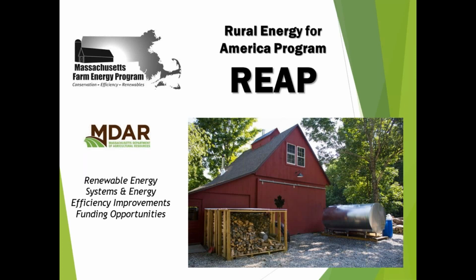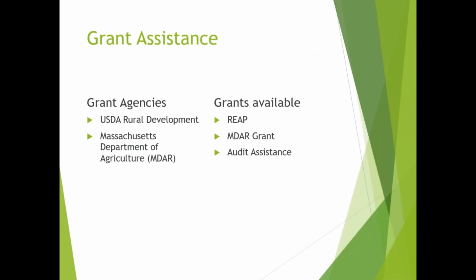All right, without further ado, let's just talk a little bit about the REAP program. Before I get too deeply into it, we do like to talk a little bit about the different grant agencies that are available to help agricultural businesses implement energy efficiency and renewable energy projects. The USDA Rural Development has their REAP program, and the Massachusetts Department of Agriculture has the MDAR grant, which comes out in the end of spring, beginning of summer.